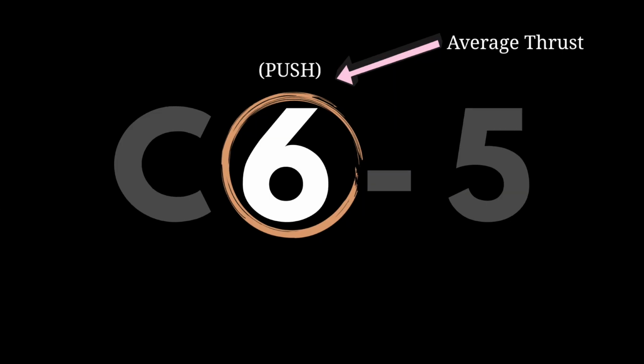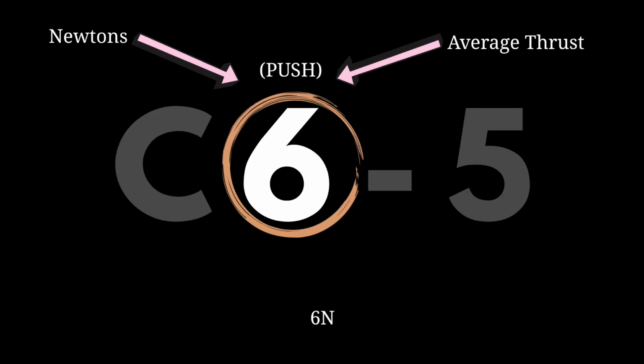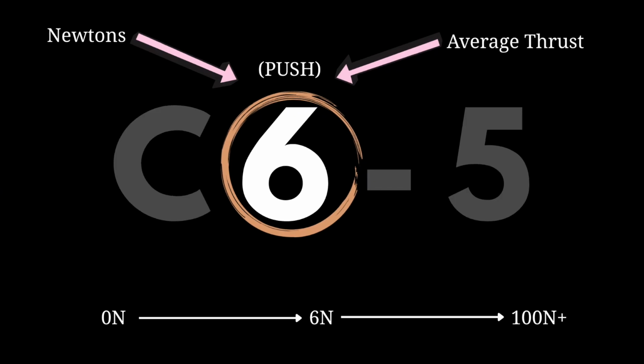Next is the first number, in this case a 6. This number teaches us the average thrust of each motor, or the push each motor gives. This is recorded in newtons. This number will tell you how strongly the motor pushes while it's firing. The higher the number, the more thrust, and thus a faster takeoff.